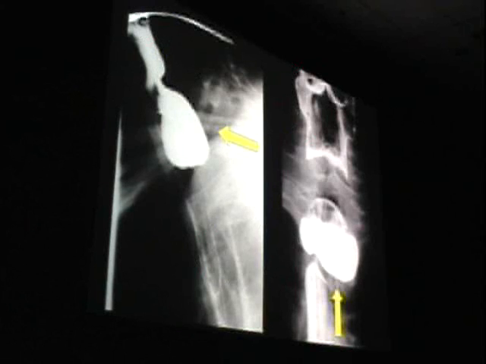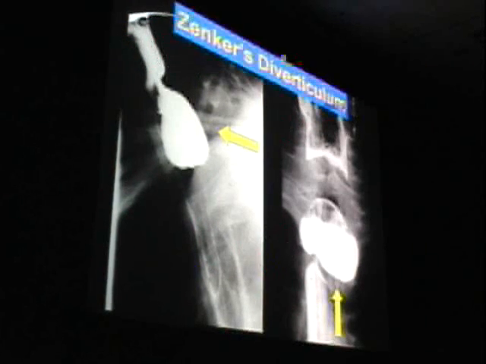Classic appearance on your AP and lateral films of a barium swallow. Notice again that this is a hypopharyngeal or pharyngeal diverticulum. It's posterior. And many of these patients have significant symptoms: food, aspiration, etc.